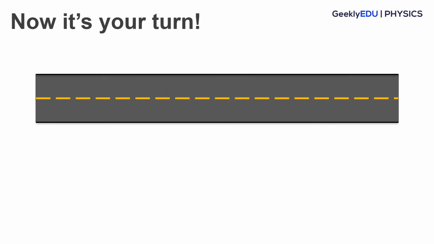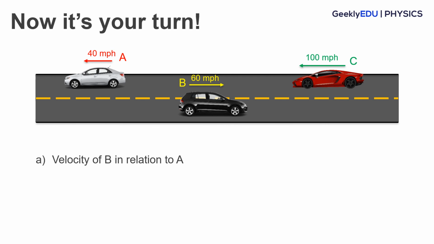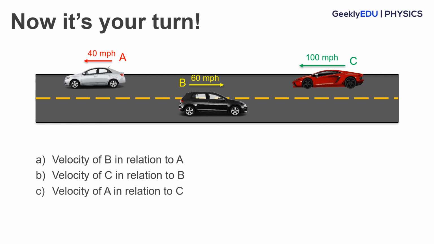Alright, now it's your turn. So imagine this scenario here. We have car A going 40 miles per hour. We have car B going 60 miles per hour in the opposite direction. And we have car C going the same direction as car A, but at 100 miles per hour. So can you tell me what is the velocity of B in relation to A, the velocity of C in relation to B, and the velocity of A in relation to C?